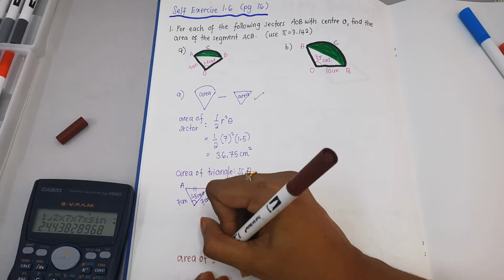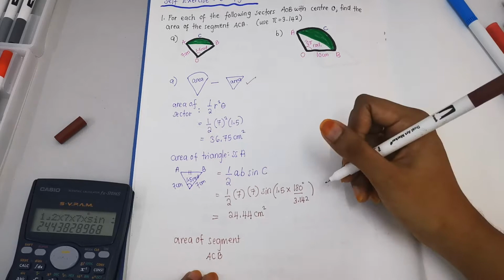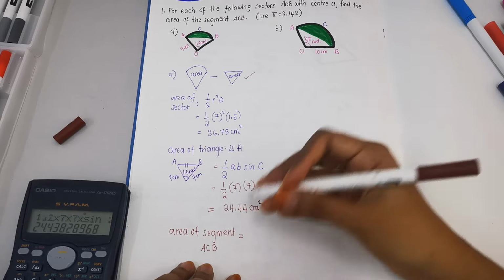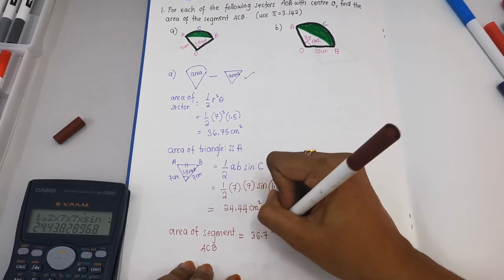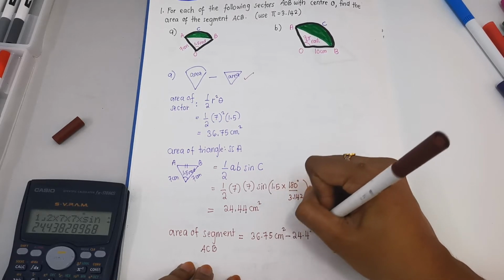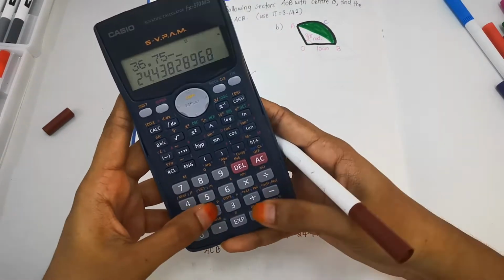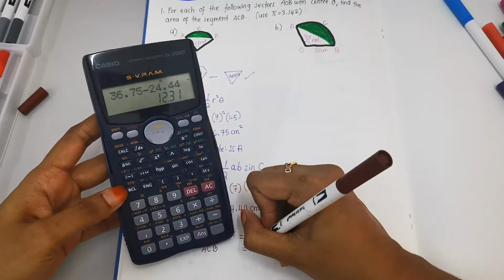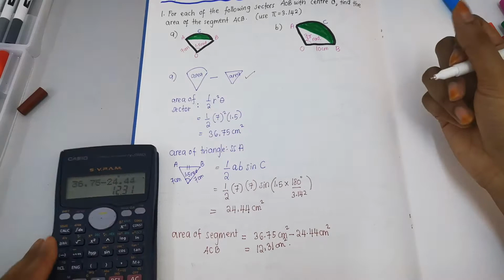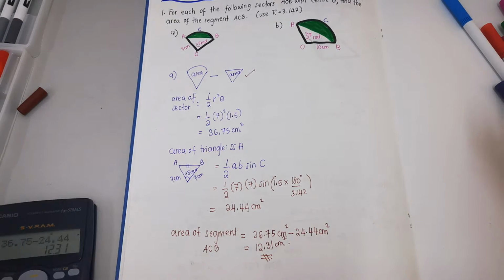Since we already found the area of the triangle, let's find the area of the segment. So area of segment ACB. Of course in the exam, please write it down like this so that the examiner can see. Where's the final answer? 36.75 minus 24.44 centimeter square. So that's 12.31 centimeter square. Let me check, is the answer correct? 12.31, yes. So this is the final answer.